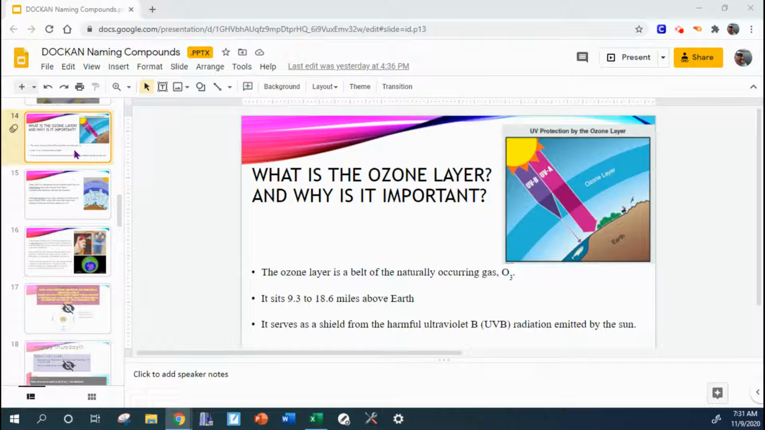We're going to start off by discussing the ozone layer and why it's important. The ozone layer is a belt of naturally occurring gas, which we call O3. It sits 9.3 to 18.6 miles above Earth. It serves as a shield from the harmful UVB radiation emitted from the sun.